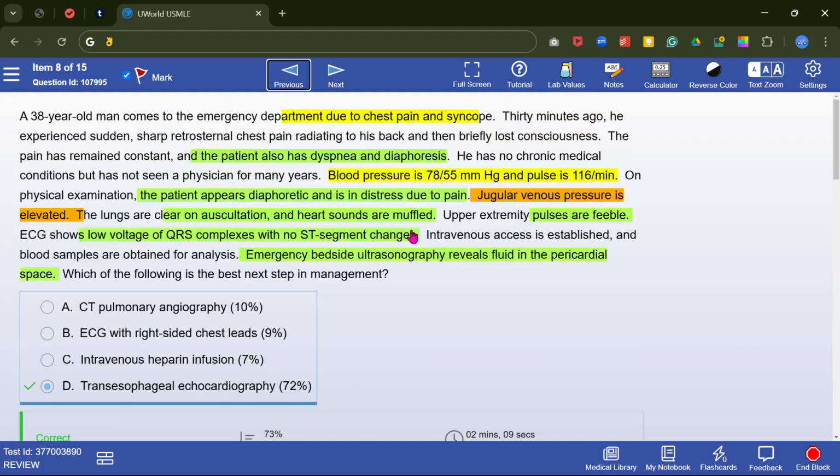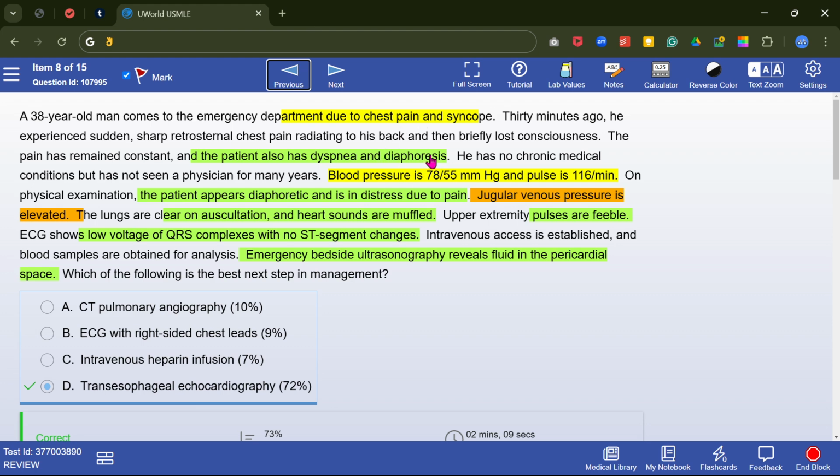This patient has dissection again. Here the patient is very hypotensive, and CT aortography is not possible. CT pulmonary angiography, CTPA, is for pulmonary embolism, but transthoracic echocardiography is for aortic dissection.